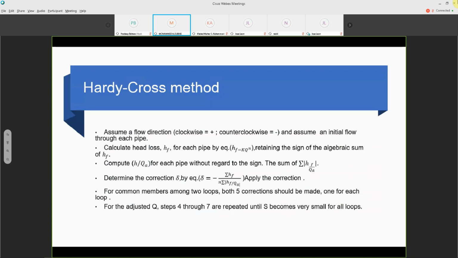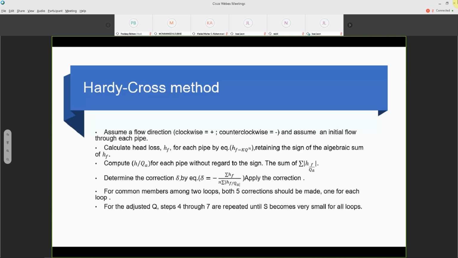Assume a flow direction, clockwise, and assume a flow through each pipe. Calculate the head loss hf for each pipe. Compute the head loss over flow, hf over Q, for each pipe, paying attention to the sign of the head loss. The common pipes between loops should be corrected for both loops. Repeat steps 3 through 7 as required until the correction becomes very small for all loops.